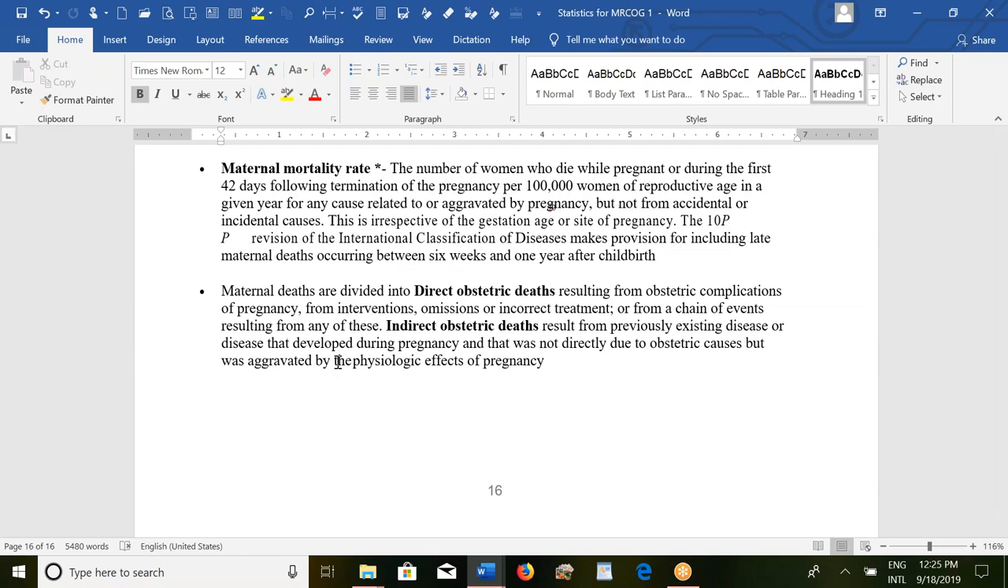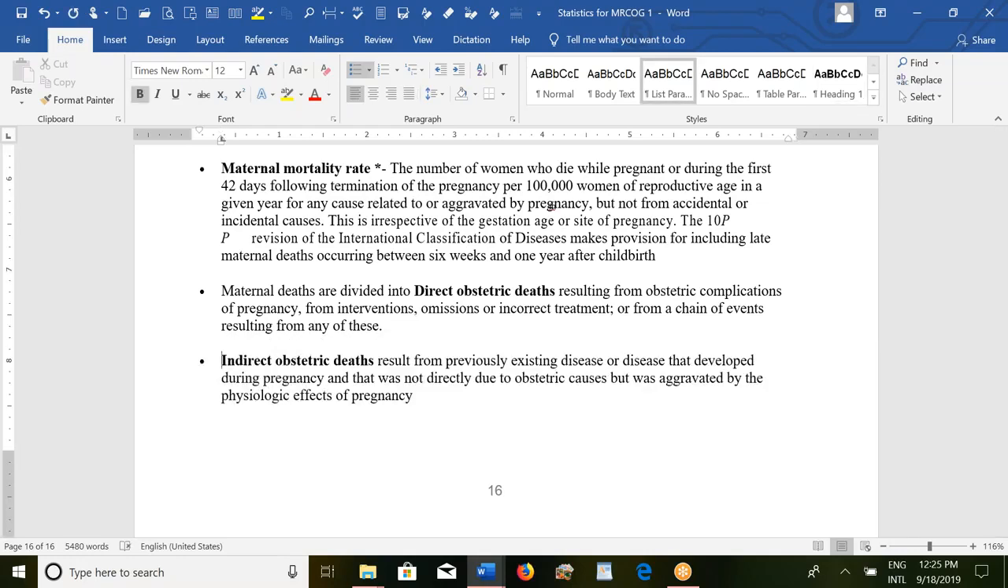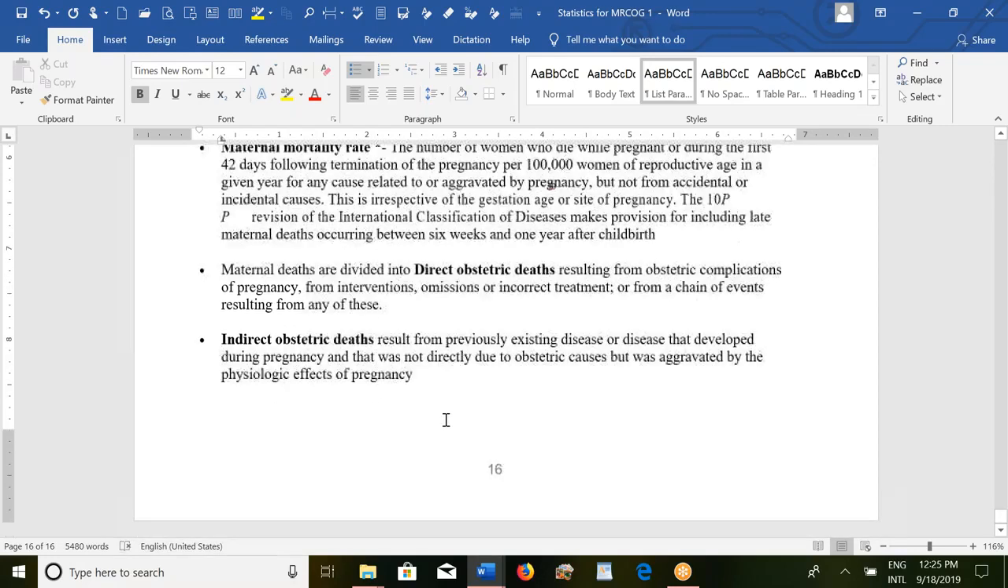So maternal deaths are divided into direct obstetric deaths, which result from obstetric complications of pregnancy, from interventions, omission, or incorrect treatment, or from a chain of events resulting in any of these. Then there can be indirect obstetric deaths. They result from previously existing disease or disease that developed during pregnancy and that was not directly due to obstetric causes, but it was aggravated by the physiologic effects of pregnancy.